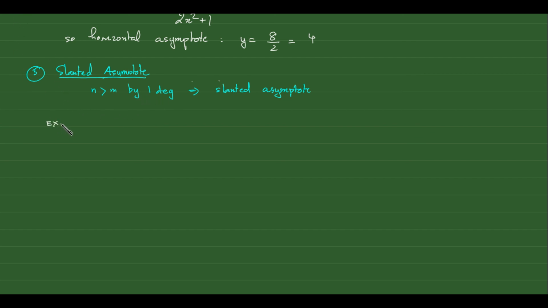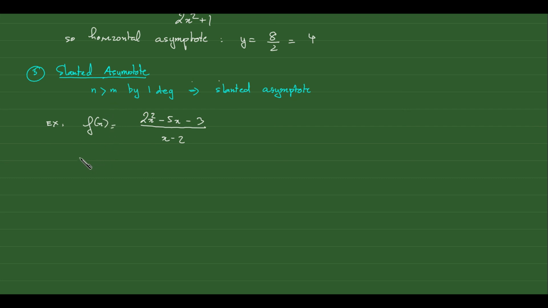Example number 1. I have f of x equal to 2x squared minus 5x minus 3 over x minus 2. As long as we know that they have a slanted asymptote, because the degree on the top is greater than the degree on the bottom, here by only 1 degree. So how are we going to find the slanted asymptote? We're going to use long division, and hopefully you guys do remember how to do long division.